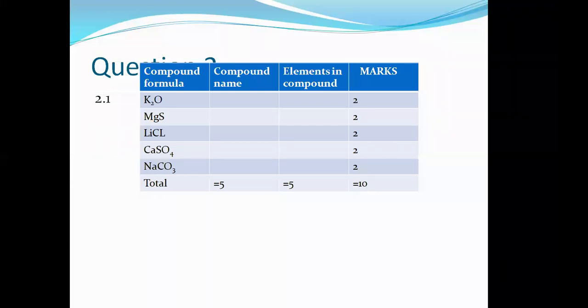So you are given a compound formula. You need to write a compound name and the elements that are making the compound. That's why it's 2 marks each, and the total for 2.1 is 10 marks. You have a minute.